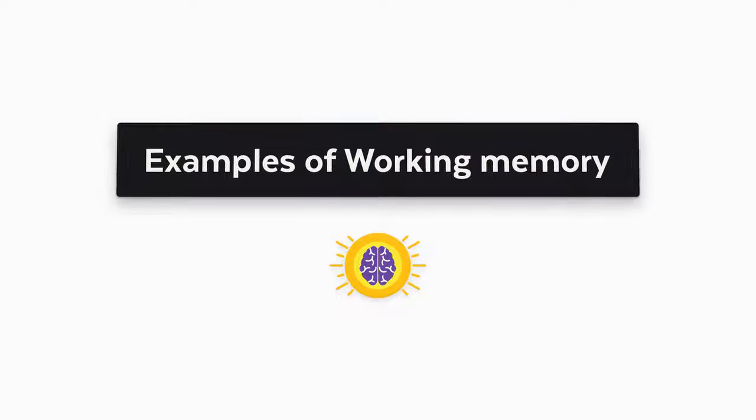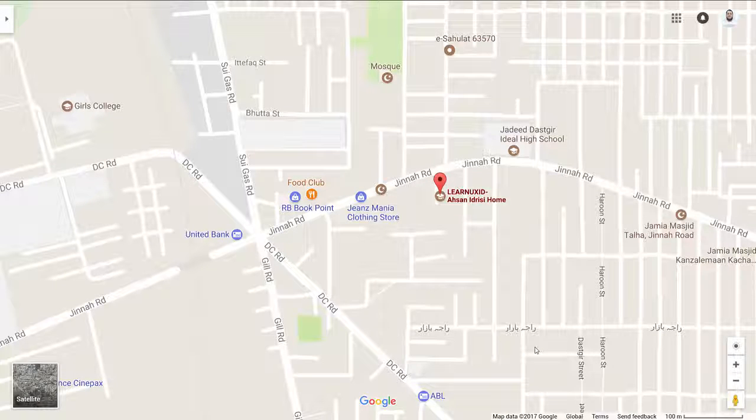Let's see some of the examples of working memory and how different objects or design elements can lift the load on your working memory. Now this first example is Google Maps, and you can see this "I am here" map locator is going to help me memorize that I am over here.